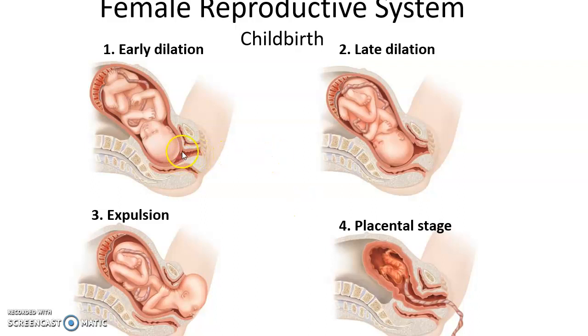Then we have early dilation, the widening of the cervix. Then the cervix will continue to widen until it is wide enough that the head of the infant can start to pass through the cervix and enter the vagina. The expulsion, the movement of the infant through the vagina and out of the female's body. And then finally, the placental stage, when the placenta is also ejected out of the female because it's not needed anymore.